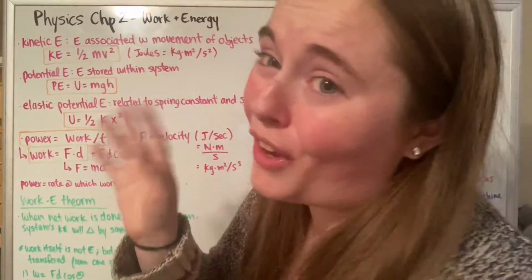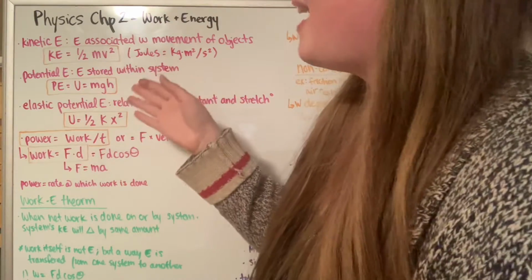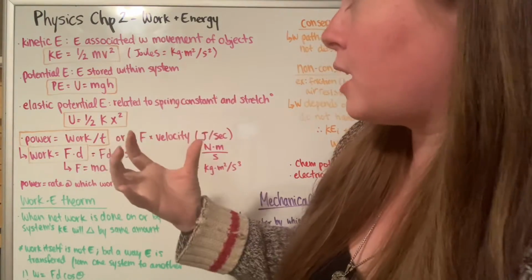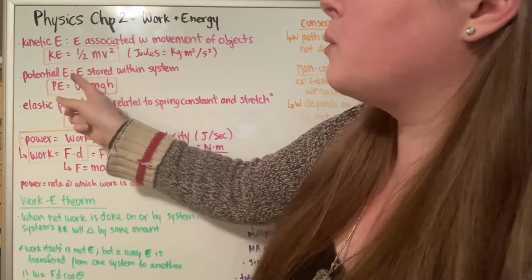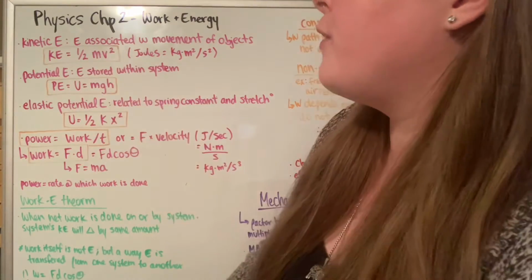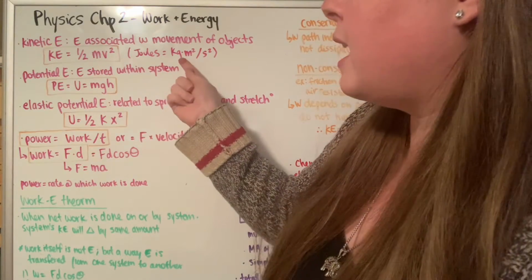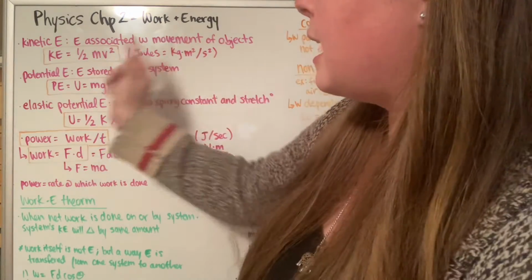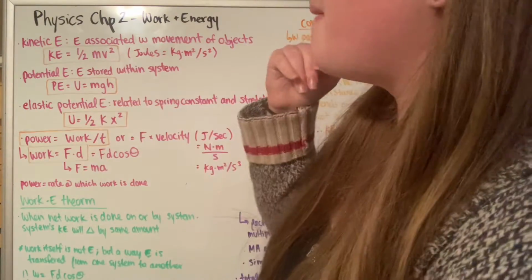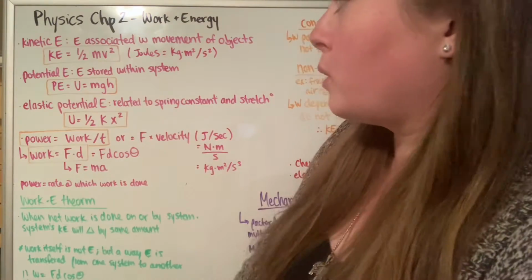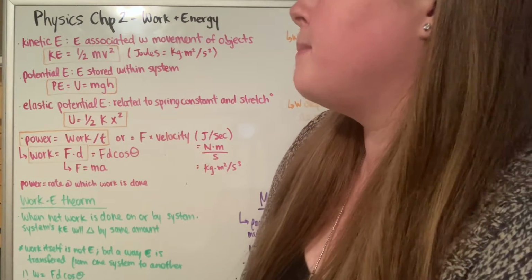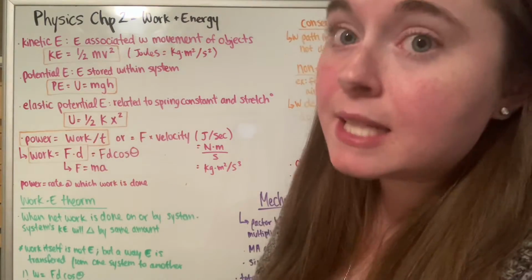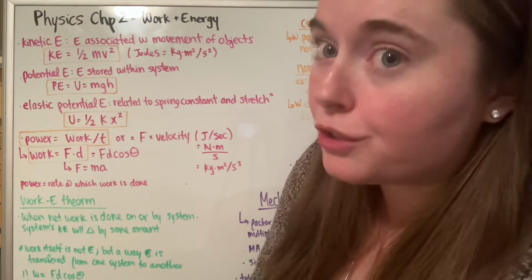First, again, this is a lot of formulas, I'm sorry. First, we have kinetic energy, which is the energy associated with the movement of objects. So kinetic energy equals 1/2 mv squared, and the units for that is joules. Joules can also be written as kilograms times meter squared over second squared. So that is kinetic energy. Then we have potential energy, which is stored within a system. And the potential energy formula, you can denote this as U, but it's mass times gravity times height. MGH is potential energy.